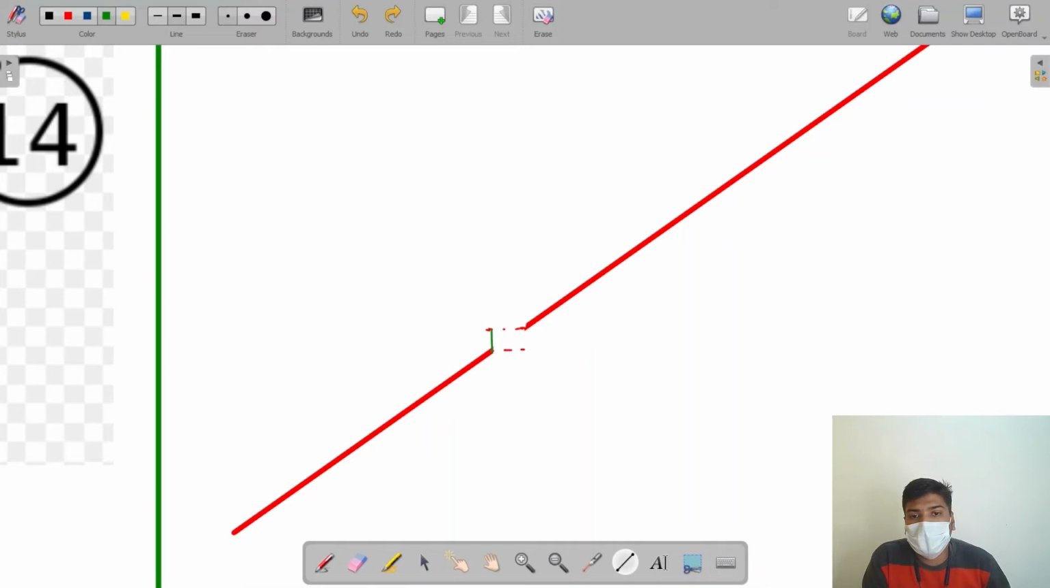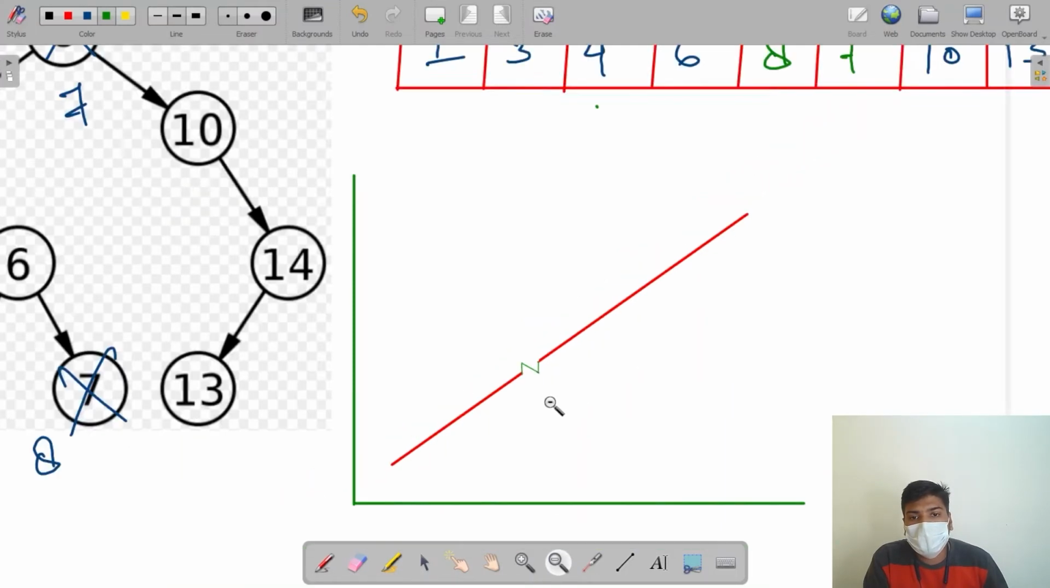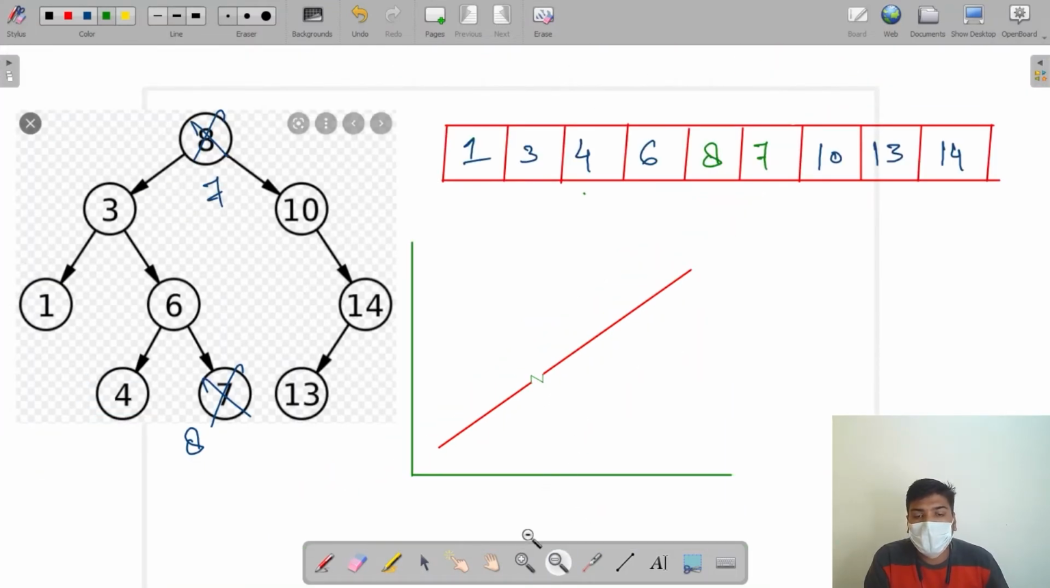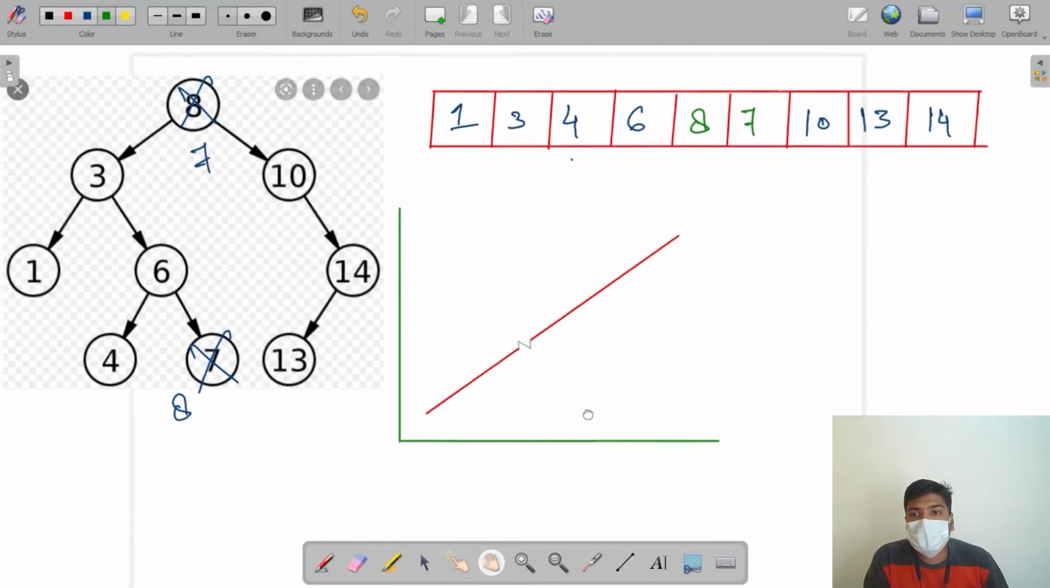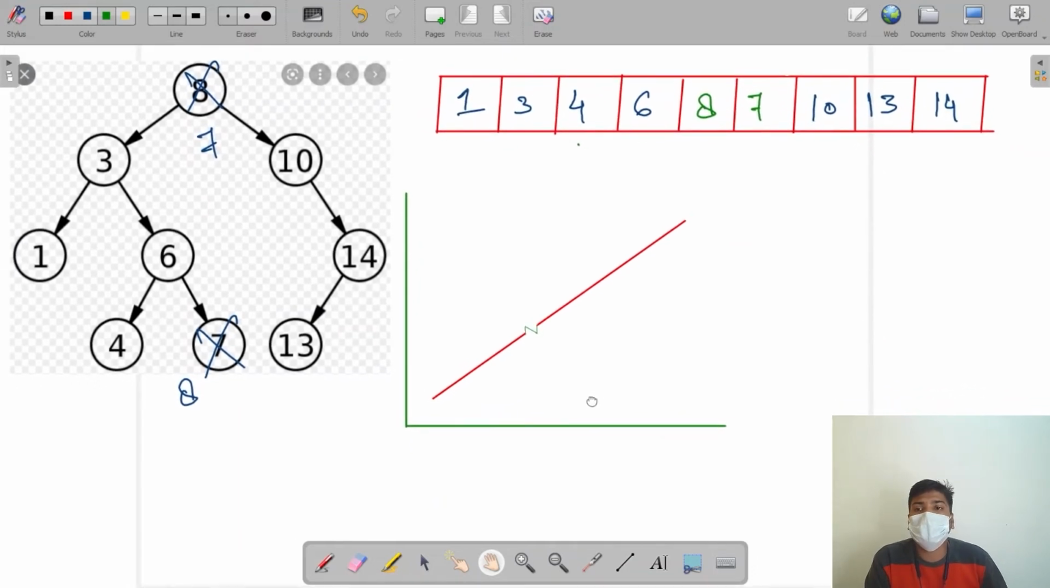One is here, and this one is here, right? The graph will look like this. And if we erase these points, how will it look? See, it will look like this. Okay, so this is the change that is being seen.